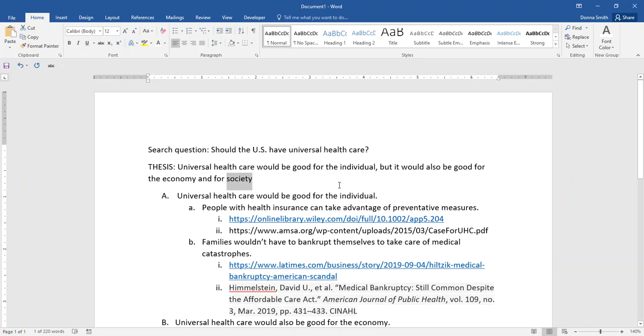The next thing that you would do in your outline is you write your first topic sentence. So the thesis sentence, the first thing it lists is that it would be good for the individual. Your topic sentence just echoes that. Universal health care would be good for the individual. So underneath your topic sentence, you've got to come up with a couple of, I call them generalizations.